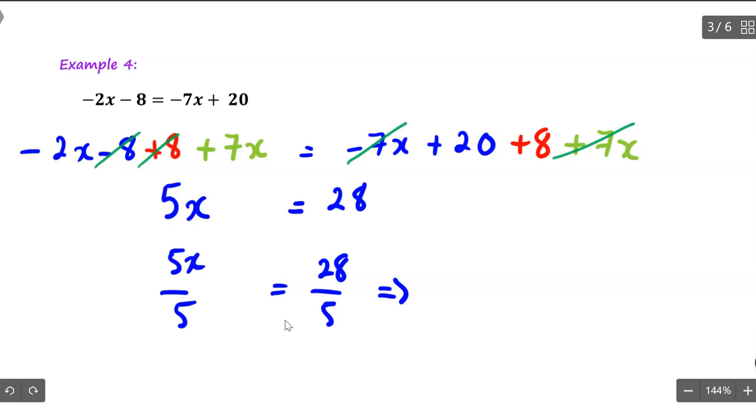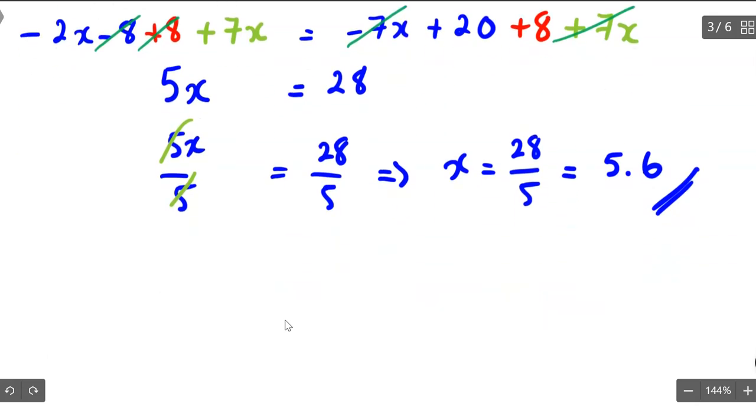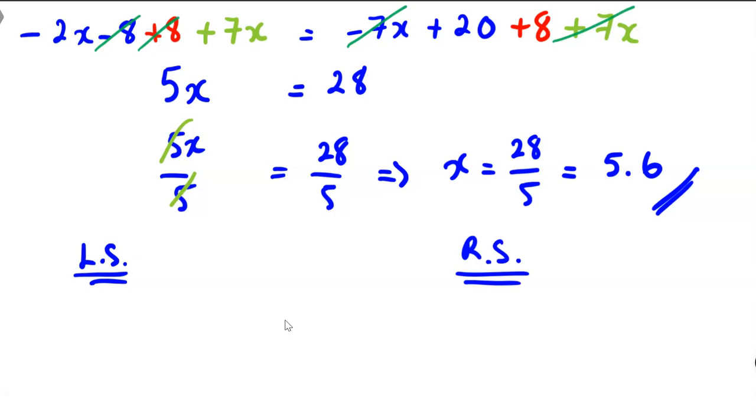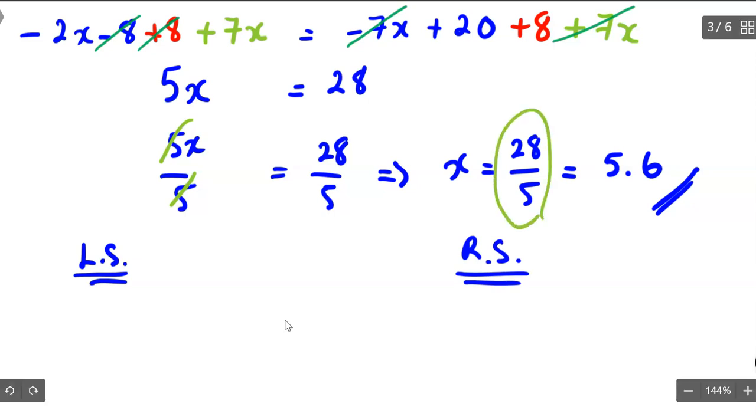So I will cancel that. Therefore, I have x equal to 28 over 5, which should give me 5.6 as the answer. But now I will check the left-hand side and the right-hand side. So I'm going to check the solution on both sides, okay? And I'm going to use this value to check.